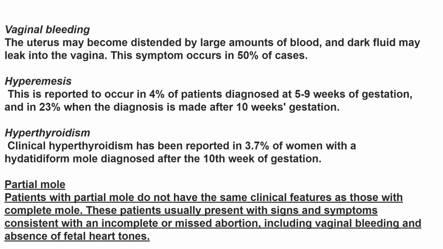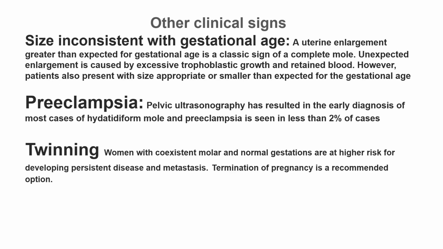These patients usually present with signs and symptoms consistent with an incomplete or missed abortion. That may be a history suggestive of missed abortion, including vaginal bleeding and absence of the fetal heart sounds as such. Another clinical sign which often raises the possibility of a hydatidiform mole in a pregnant woman would be a uterine size which is not corresponding to the gestational age.